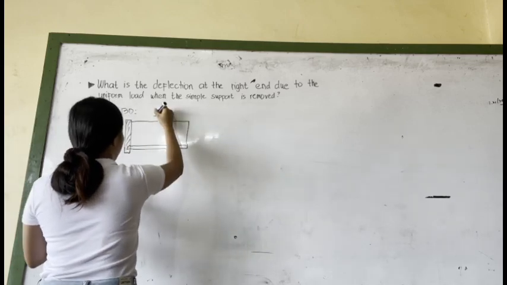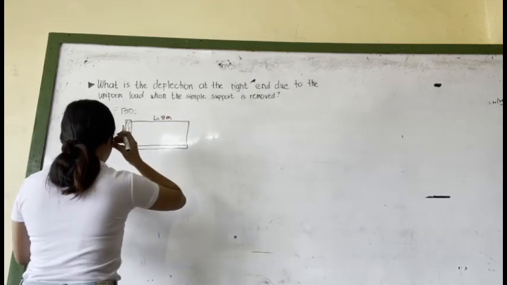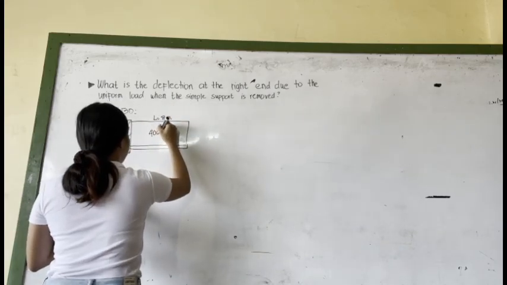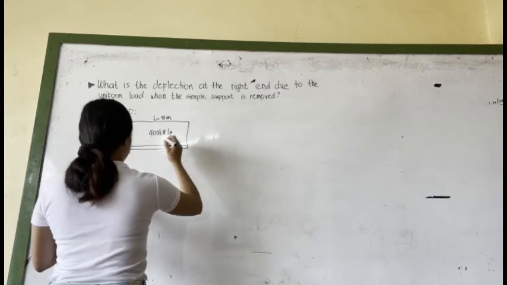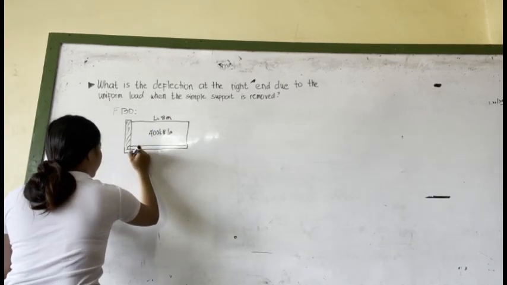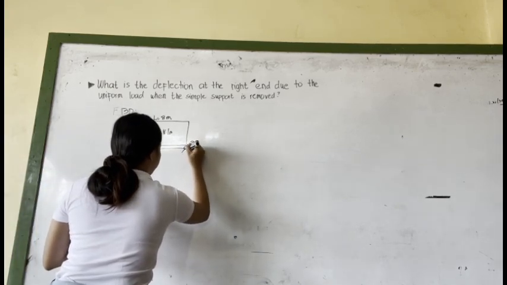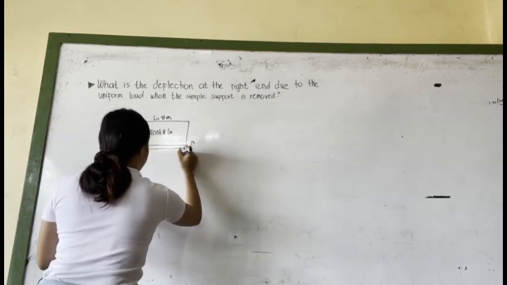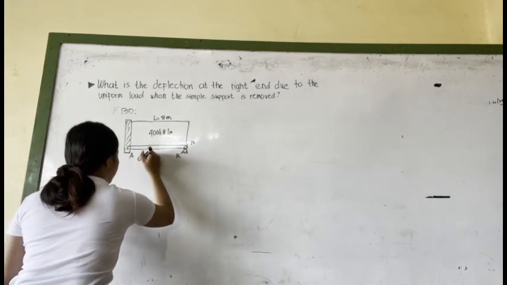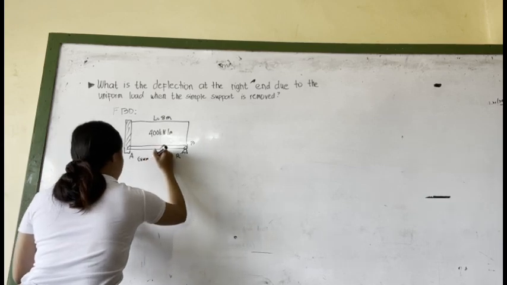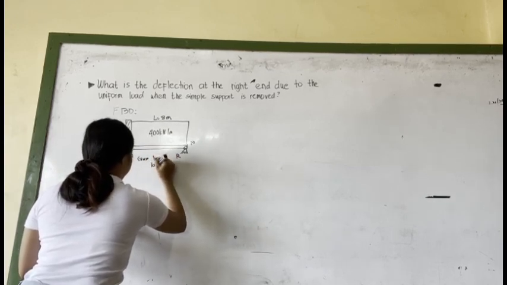There is a length of 8 meters and a load of 400 kilonewton per meter. So this is our A here and this is our B here. So this is our reaction. So this is our given beam loading.